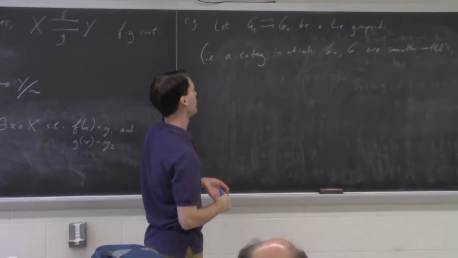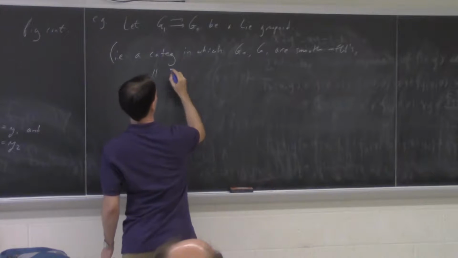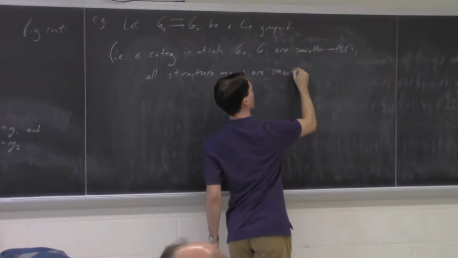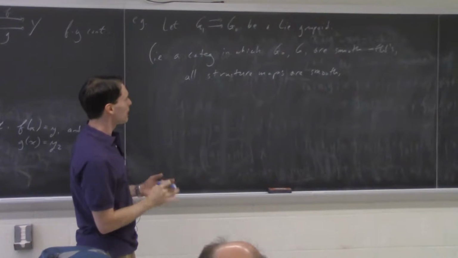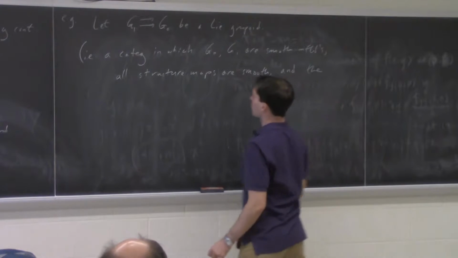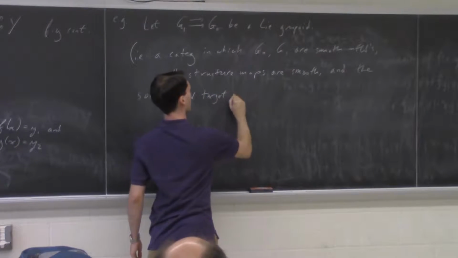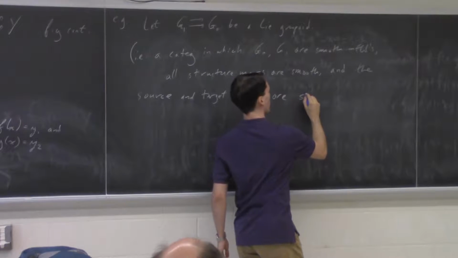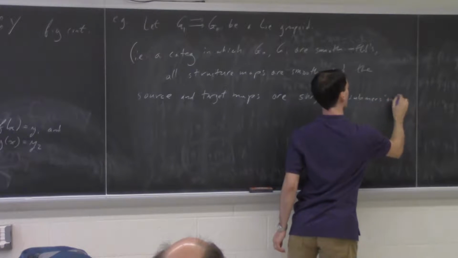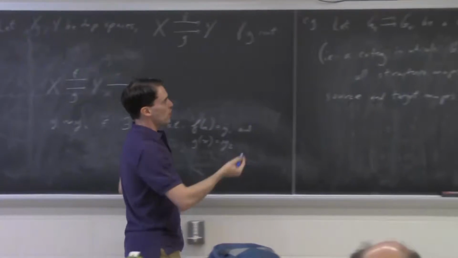So the unit maps, sending an arrow to its domain, to its codomain, these are all smooth. Composition is smooth. All structure maps are smooth. But to make sure we stay in manifold world, we need to ensure that source and target, the domain map and codomain map, are surjective submersions. It's a rather long thing to put in brackets, but there it is. So this is the source and this is the target.